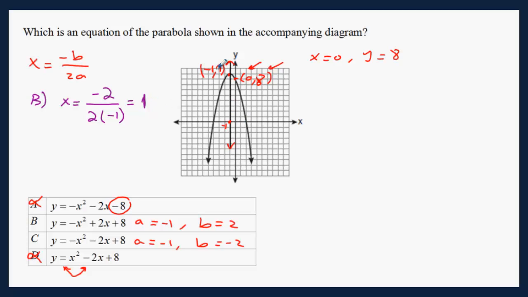Look at this one here. The axis of symmetry is negative 1, but here it is positive 1. This means B is not the right choice. Let's try choice C. x equals negative b, which is positive 2, over 2 times a, which is negative 1. This is positive 2 over negative 2, which is negative 1. And this matches the negative 1 here. So it seems to be choice C.